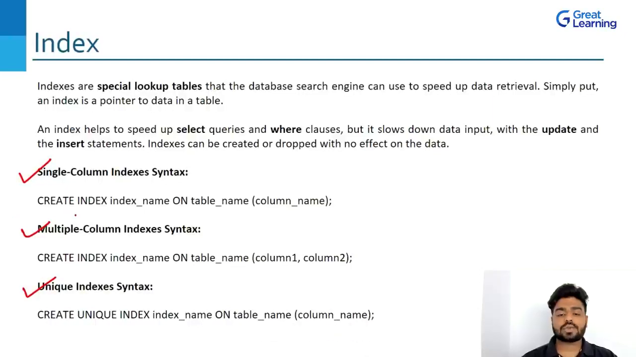There is no change. You can see here that if you want to have a single column index syntax, we'll write only 1 column. Multiple column index syntax, we'll write 2 column or 3 column. And then unique index will have unique index. The same syntax will be there. An index helps to speed up select queries and where clauses, but it slows down data input with the update and insert statements. Indexes can be created or dropped with no effect on the data.